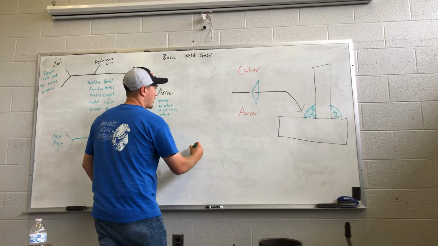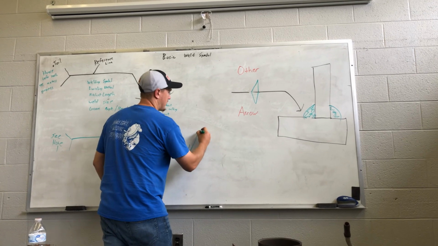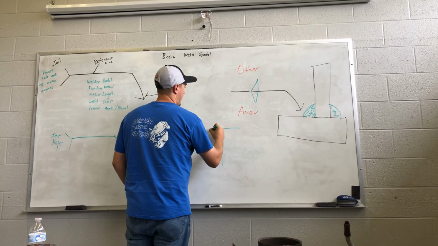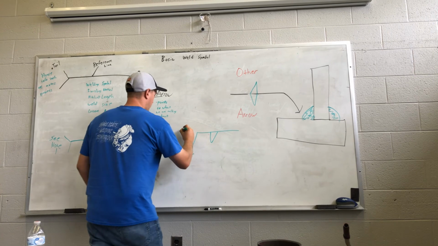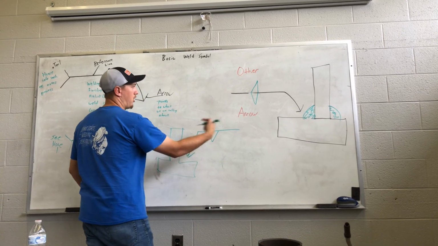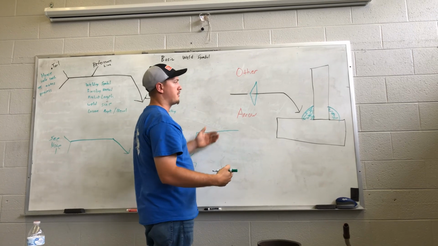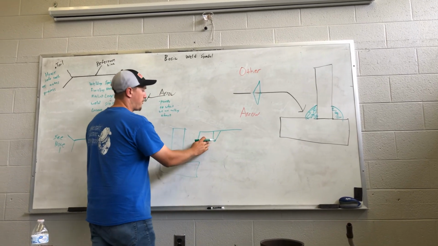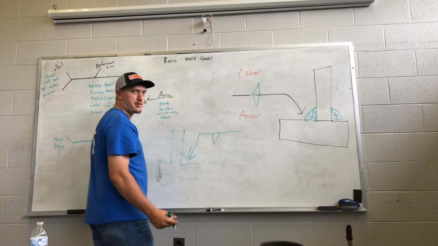Doesn't matter which way your reference line and arrow is facing. If we do that, even though our arrow is on the opposite end of the reference line, it's below the reference line, so we're still going to put the weld on the arrow side.